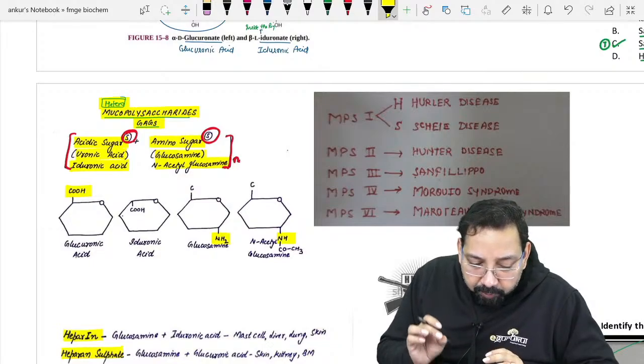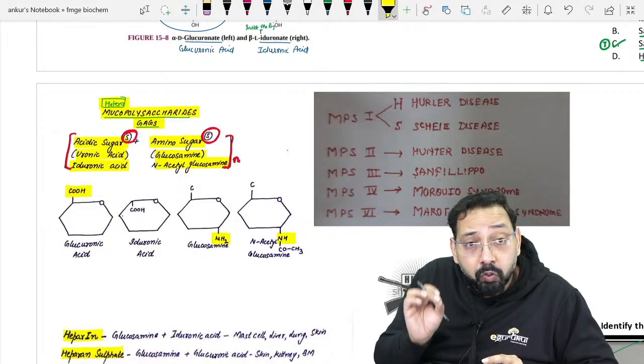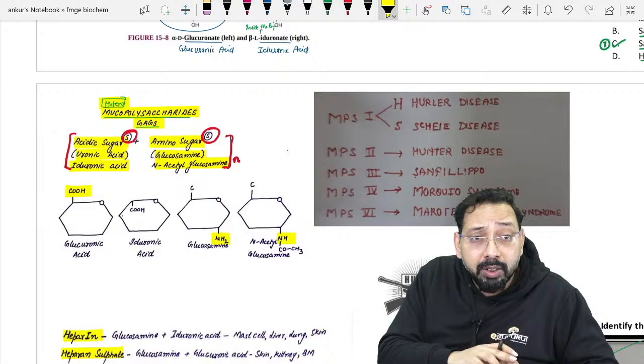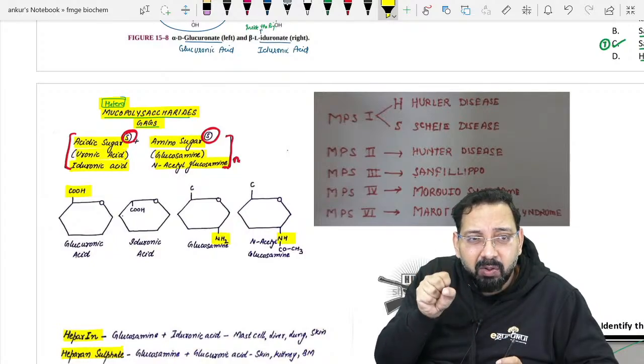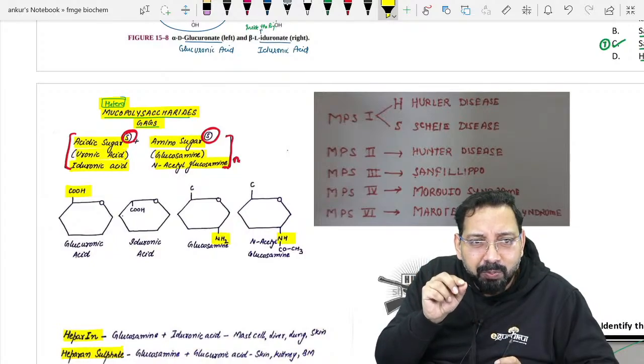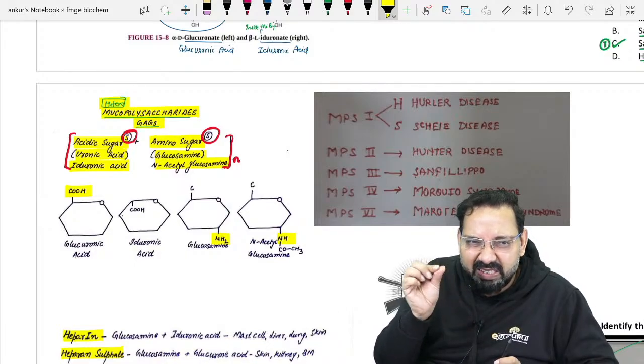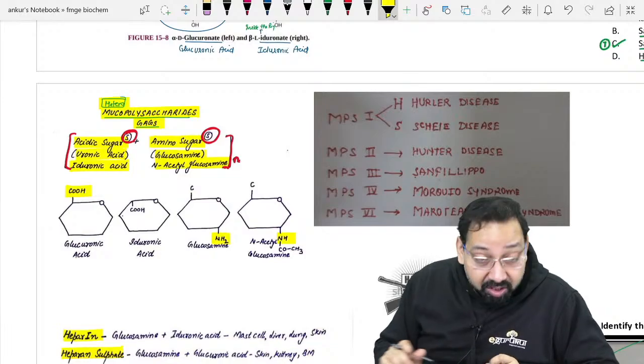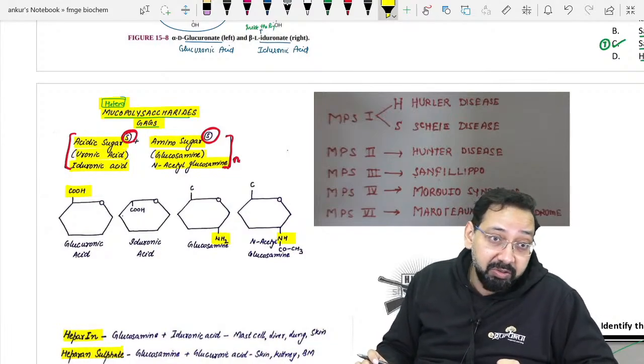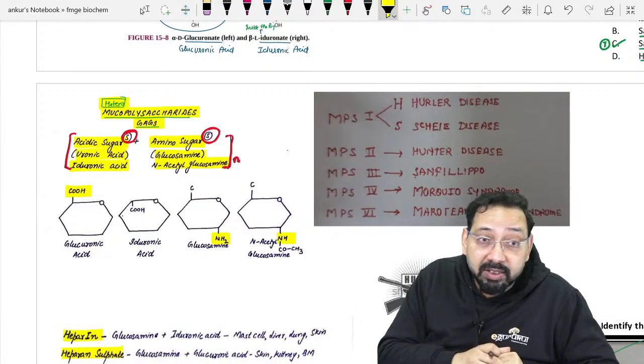Why are they called mucopolysaccharide? Because when they absorb a large amount of water, they form a mucus structure. What is a mucus structure? See, that is a mucus structure. Now you understand. And mucus structure is slippery in nature.